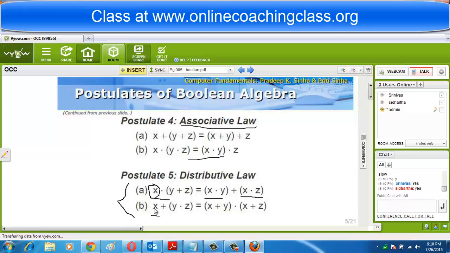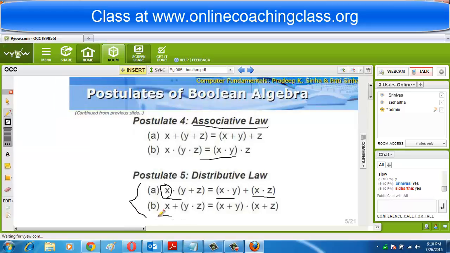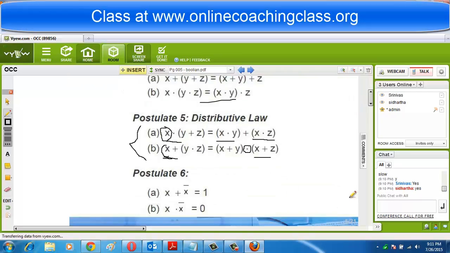But you have to remember, when we find this type of equation in Boolean algebra, the first one we have to write x plus y and again x plus z, like that. The x will be common for both. And in between we have to put the dot sign. Okay, this is a postulate. We will prove this later on.